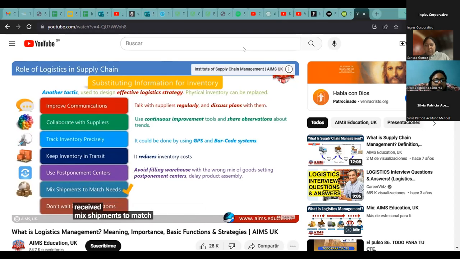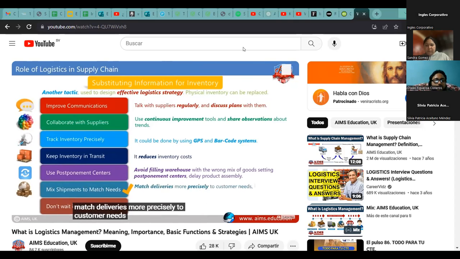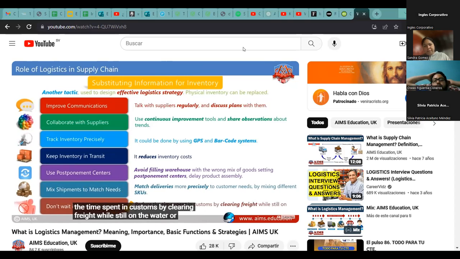Mix shipments to match customer needs. Match deliveries more precisely to customer needs by mixing different SKUs on the same pallet and by mixing pallets from different suppliers. And don't wait in line at customs. Reduce the time spent in customs by clearing freight while still on the water or in the air.